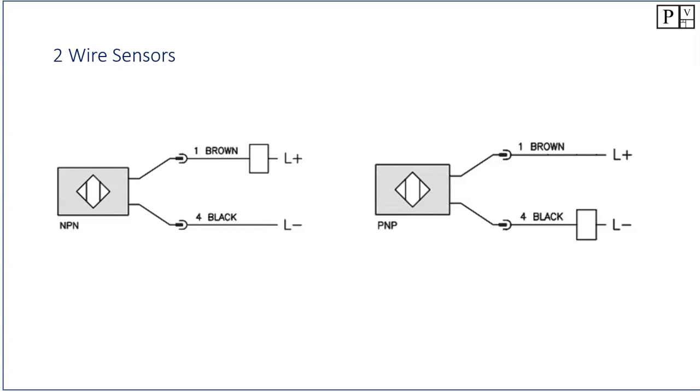The color code is actually different, right? This one is brown and black. On the 3-wire, the output was the black there.